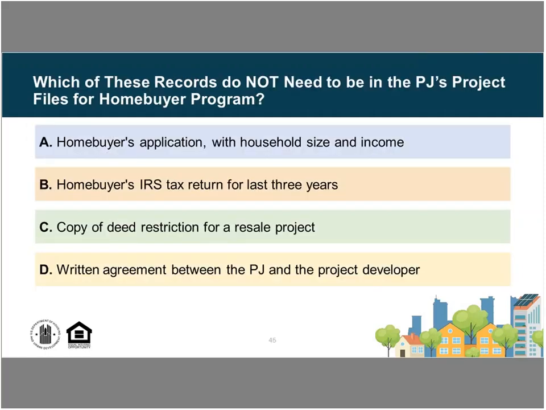So let's take a knowledge check and see what you think about this answer. We're going to pull up a poll, and I need you to select the answer that you think is appropriate and then push submit. So which of these records do not need to be in the PJ's project files for the homebuyer program? Take a look and think what you think is the best answer.